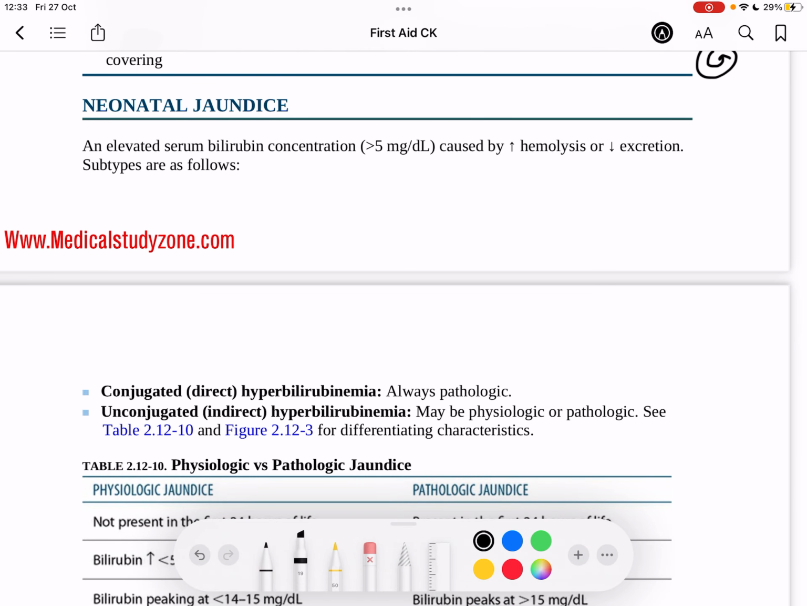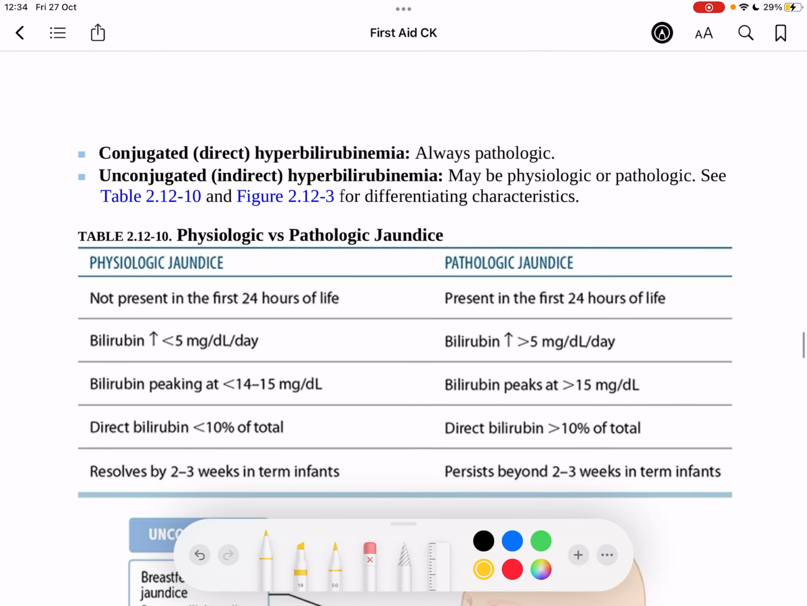So now we're going to come on to neonatal jaundice. So neonatal jaundice, by definition, is an elevated serum bilirubin concentration, usually above 5 millimeters per deciliter. And there's two different sort of categories that we put it into. It can either be due to an increased hemolysis, releasing an increased unconjugated bilirubin, or it can be due to a decreased excretion, okay?